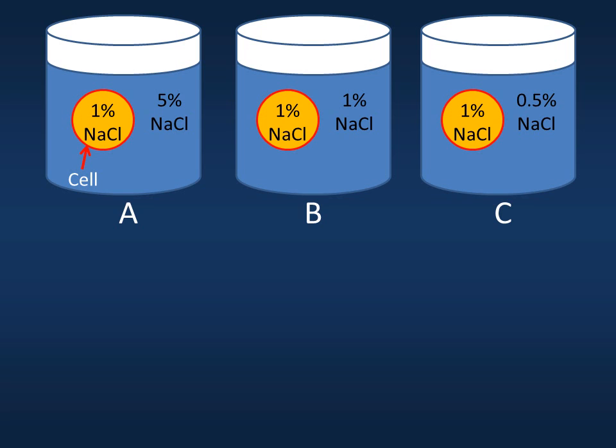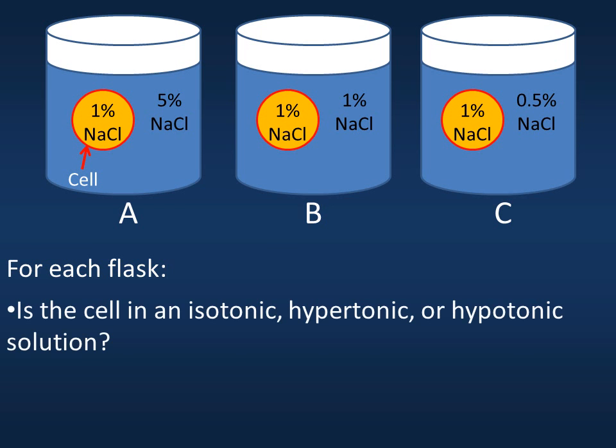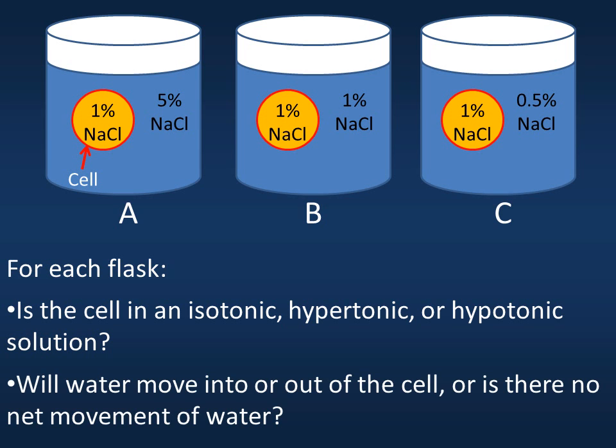Okay, so take a look at these 3 different flasks that each have a cell in a different solute concentration. Now, what I want you to do is pause the video in a moment and ask yourself for each flask, is the cell in an isotonic, a hypertonic, or a hypotonic solution? And then determine whether or not water is going to move into the cell, out of the cell, or if there's no net water movement at all.